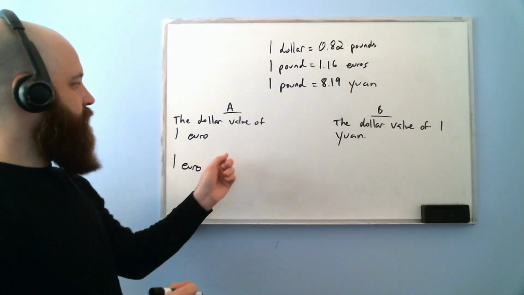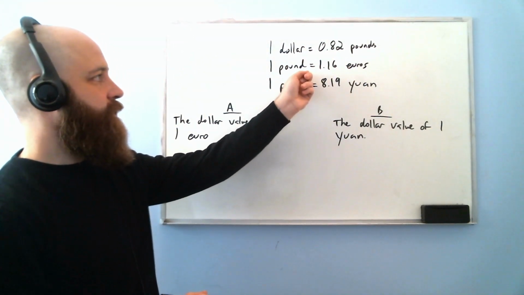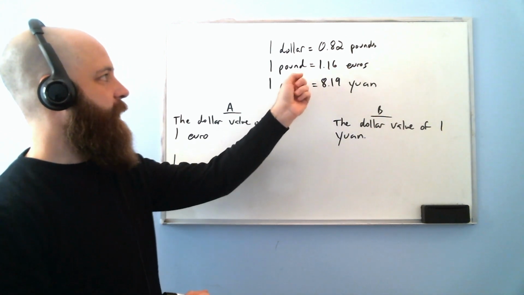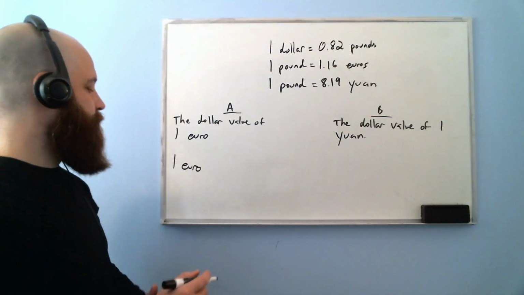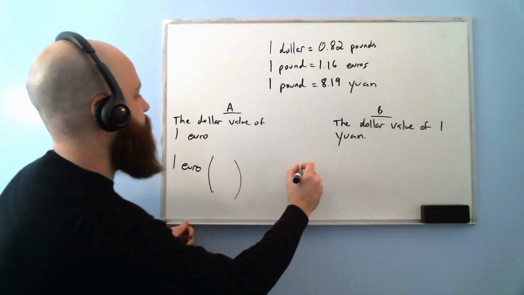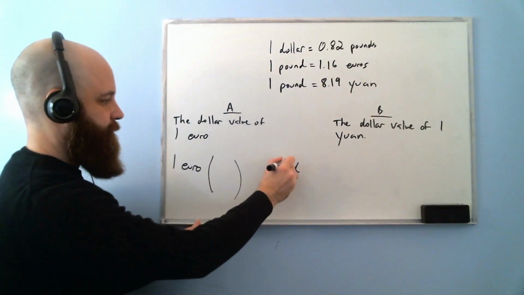Now, how do I get from euros to dollars? Okay, well, I know the relation of euros to pounds. I'm not given euros to dollars directly, but I guess I could go from euros to pounds and then pounds to dollars. Okay, and maybe just to remind myself, I'm ending up with dollars is what I want. Okay, so D for dollars.